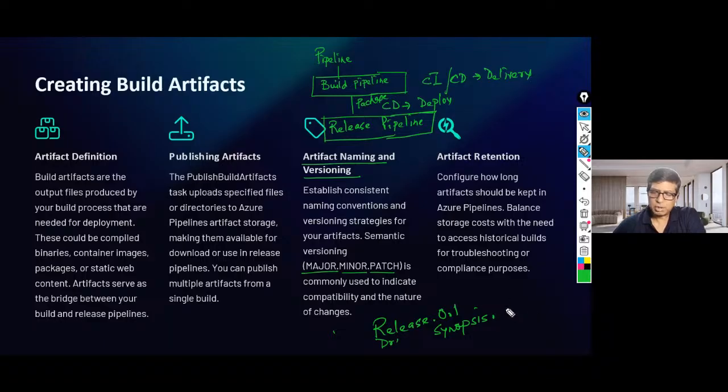Synopsis 0.1. After that synopsis, it comes release. After release, it comes your version. When you are actually deploying it onto the production, you give version 1.0.